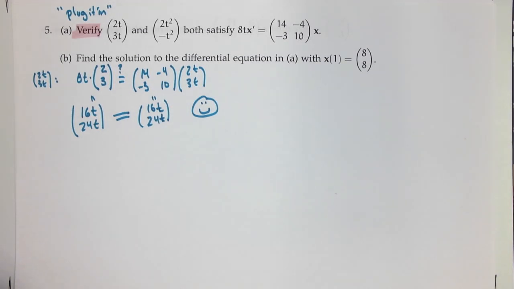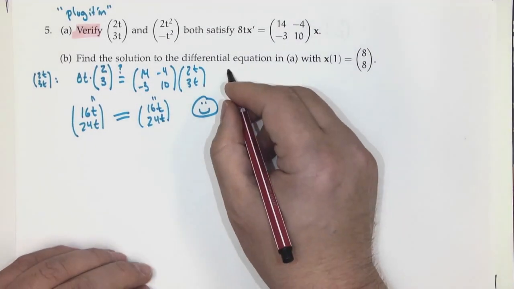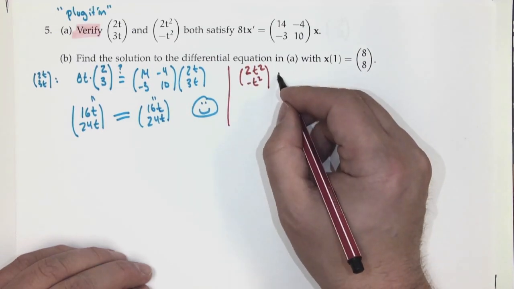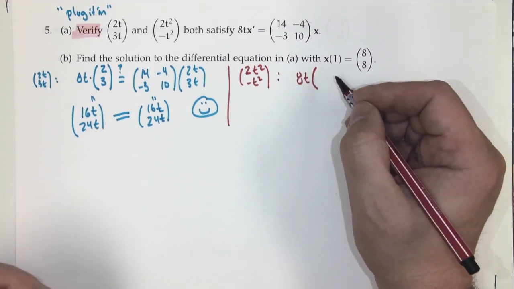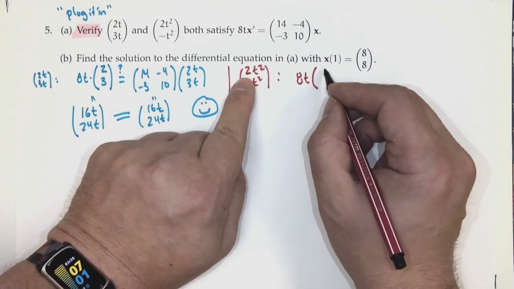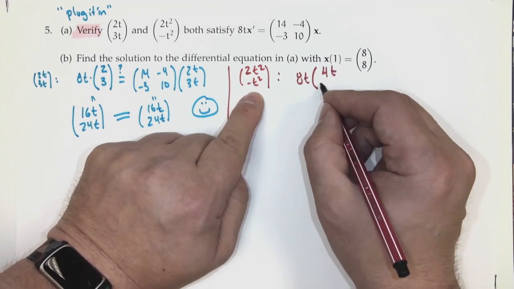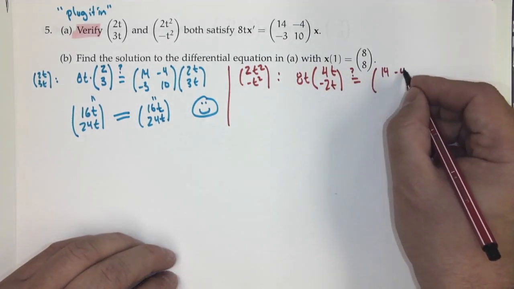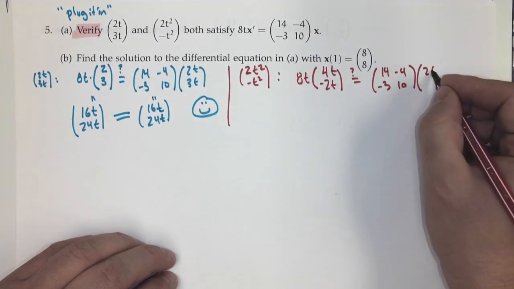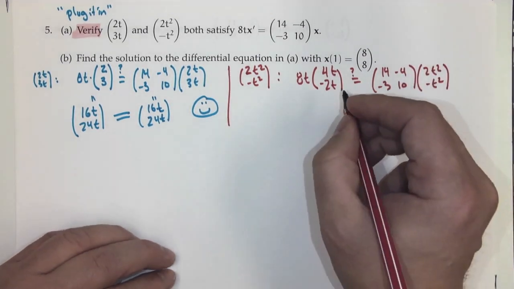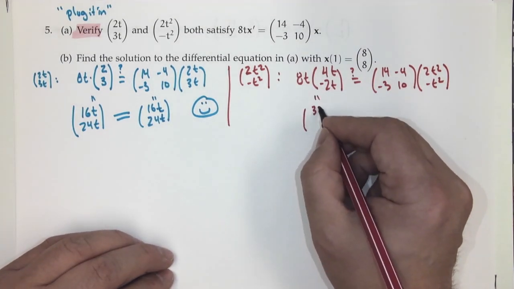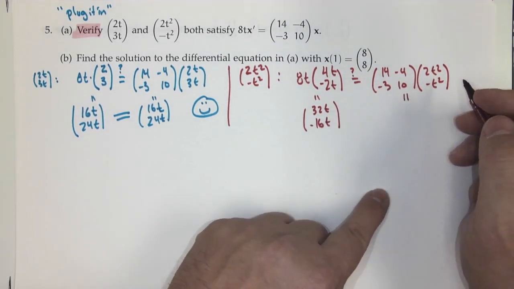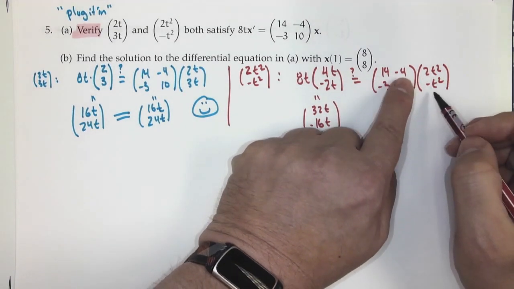All right, so that's half of part A. The other half of part A is just to repeat it with the other function. So we have (2t squared, minus t squared). We're going to take 8t times our derivative. The derivative of 2t squared would be 4t, and the derivative of minus t squared is minus 2t. Does that equal? That's our question. Well, we have the matrix (14, minus 4; minus 3, 10) times (2t squared, minus t squared). On this left-hand side, multiply it in. It's 32t minus 16t. On this right-hand side, a little bit more work, but 28t squared plus 4t squared.